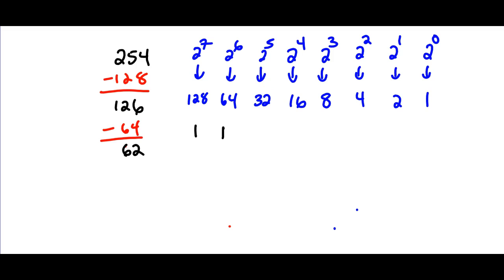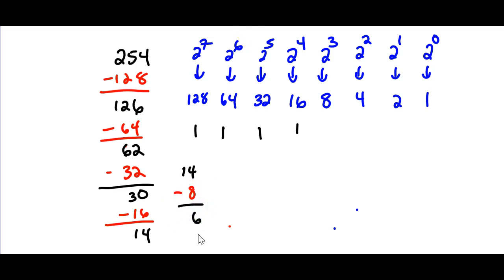Next, subtract 32. And I get a 30. I subtracted 32, put a 1 there. Next, I'm going to subtract 16. And I get a 14. I subtracted 16, I put that there. I'm just going to write 14 right here. Next, I'm going to subtract an 8 from it. When I subtract 8, I get a 6. I subtracted 8. I'm going to write that right there.